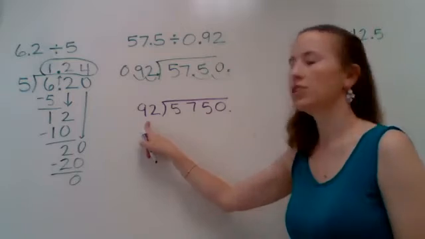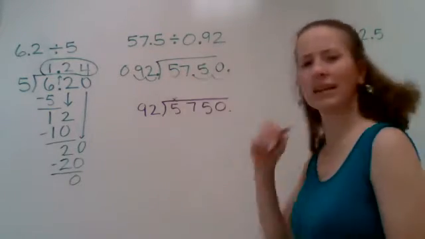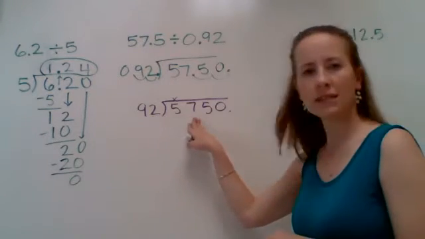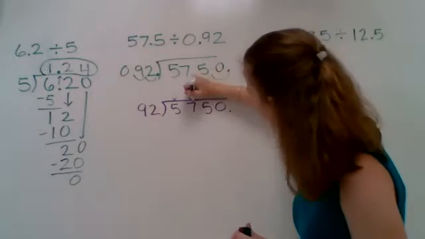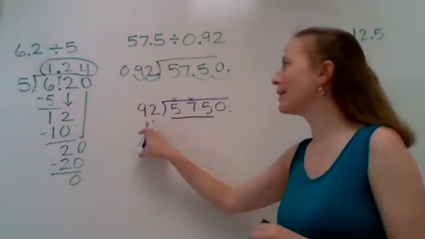Okay, how many 92s go into 5? Well, my answer is none. You can put a placeholder 0. I like to just start with a little x. How many 92s go into 57? Still none. I'm going to put an x. Okay. Now I'm at this step.